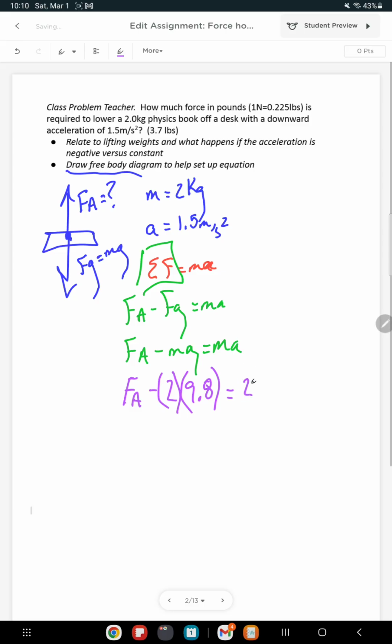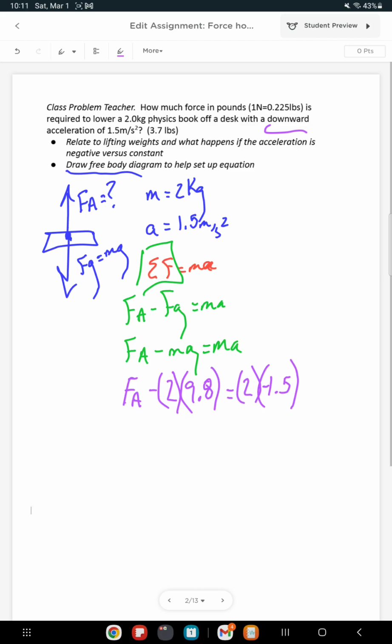Over here, I got 2 again, and then I have to ask myself what the acceleration is. If they didn't give it to me, maybe they gave me other information to find it. But in this case, they gave it to us, and direction is important: downward. Since I defined down as negative, I'm going to have a negative here as well. If I accelerated it upward at 1.5 meters per second squared, then I would have made it positive.